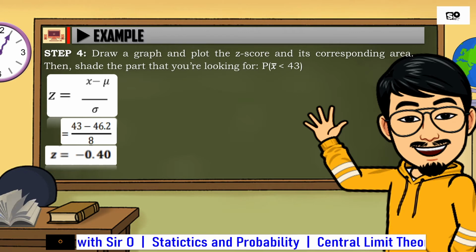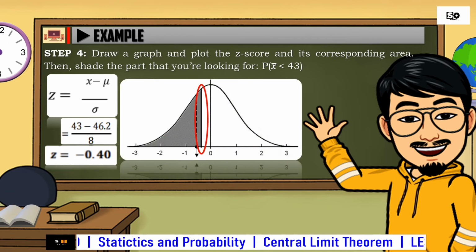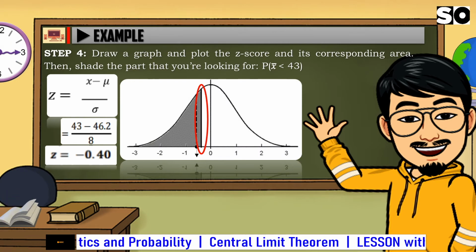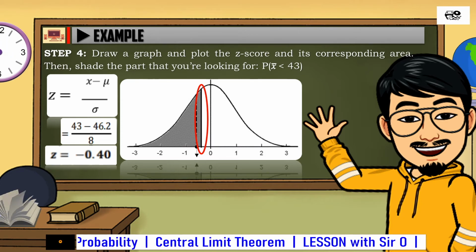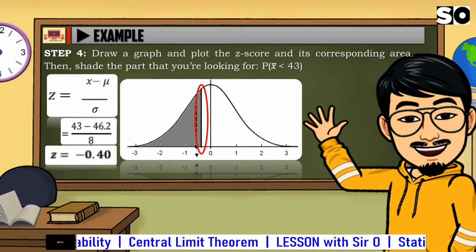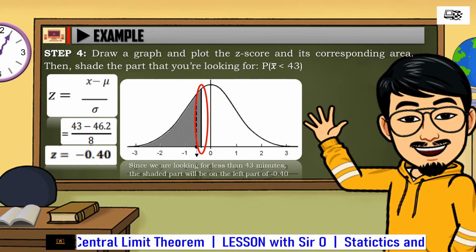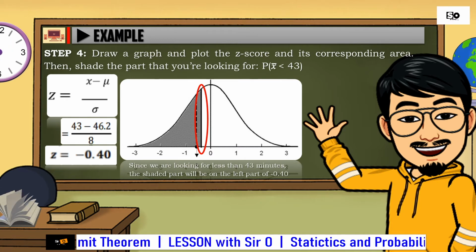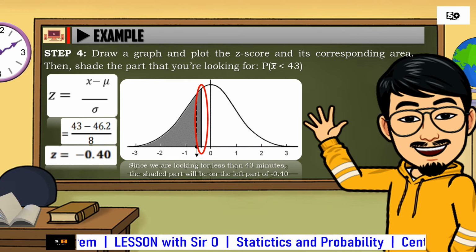Probability of sample mean that is less than 43. In our example, it is between 0 and negative 1 because we have a z-score equal to negative 0.40. Since we are looking for less than 43 minutes, the shaded part will be on the left of negative 0.40.